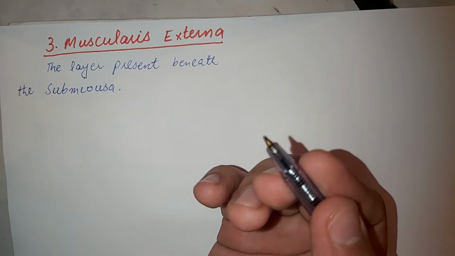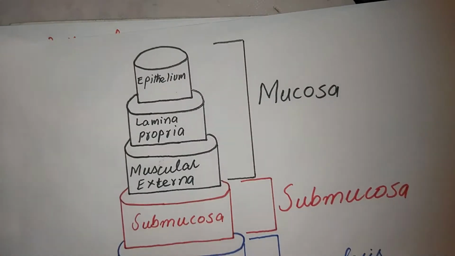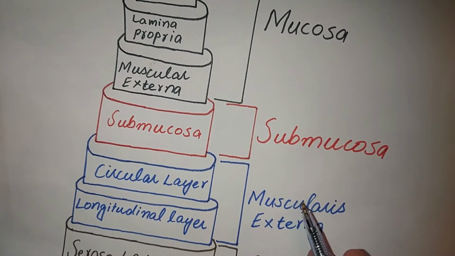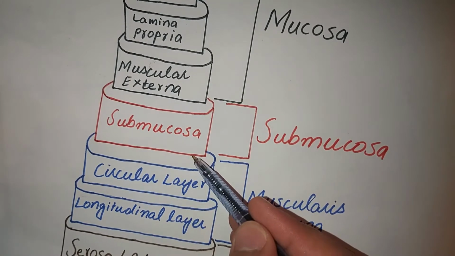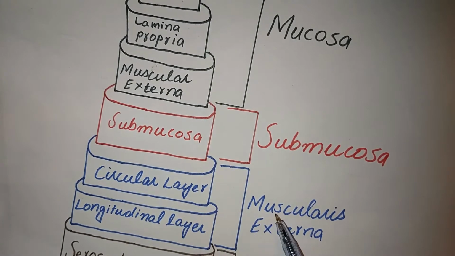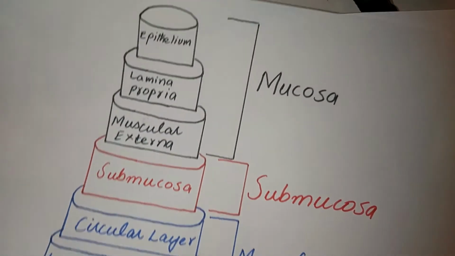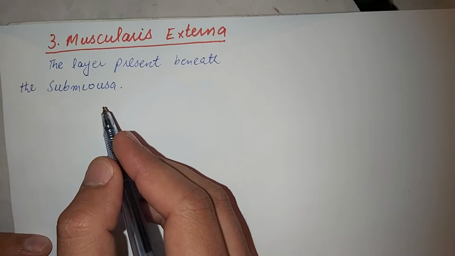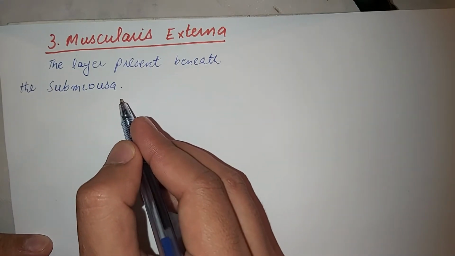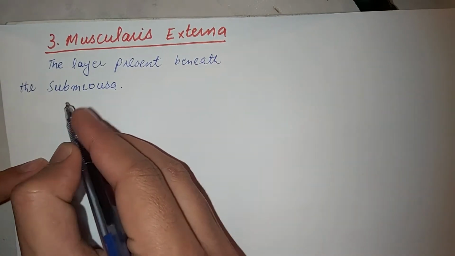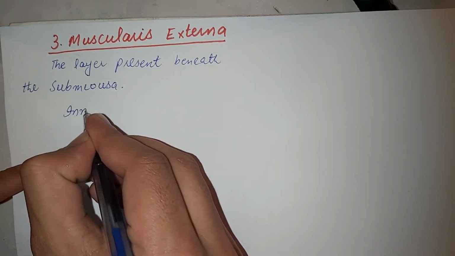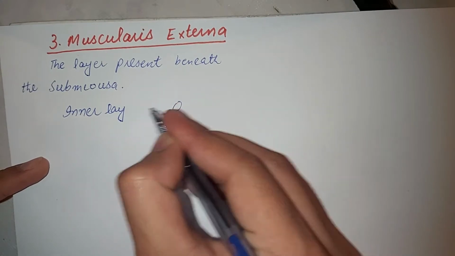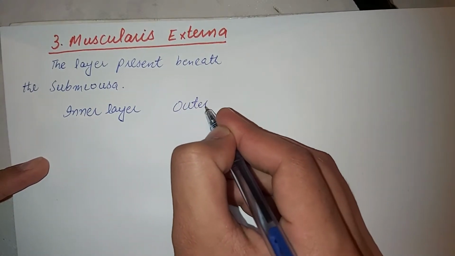In the diagram, we can see that the Muscularis Externa is the layer present beneath the submucosa. And we see that Muscularis Externa has two muscular layers. First one is the inner layer and second one is the outer layer.